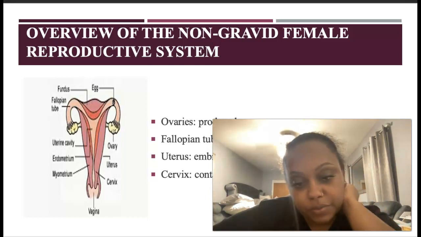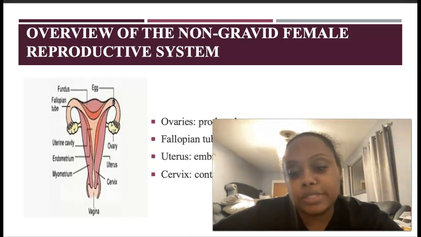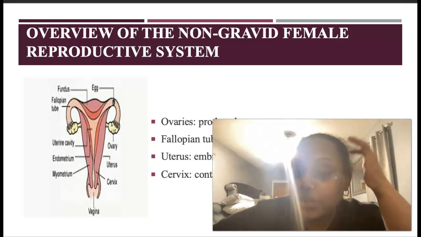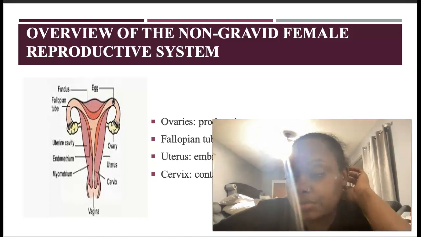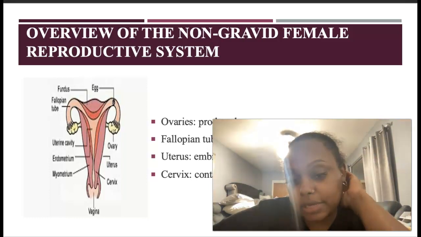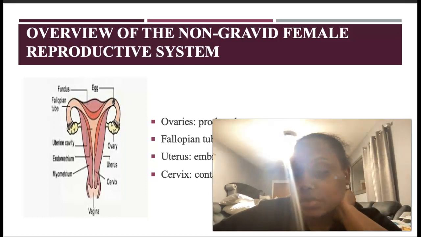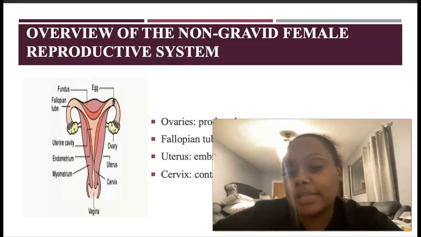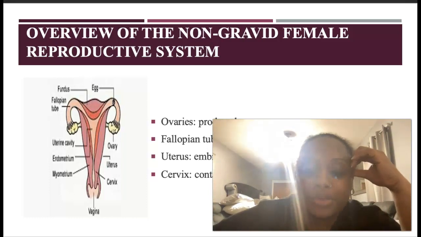The non-gravid female reproductive system consists of the ovaries, fallopian tubes, the uterus, and cervix. The ovaries produce hormones, including estrogen and progesterone, which regulate the reproductive cycle. The fallopian tubes connect to the uterus, where the embryo will implant. The uterus comprises the entire area inside the cervix, including the endometrium.